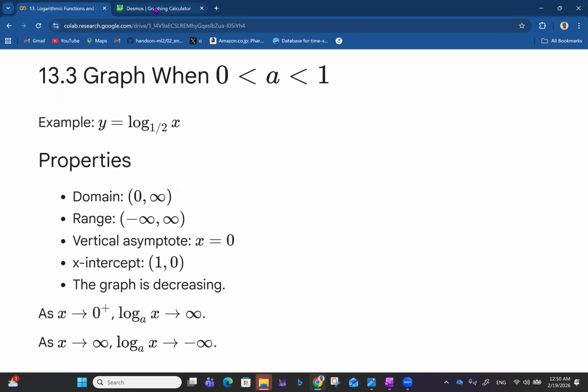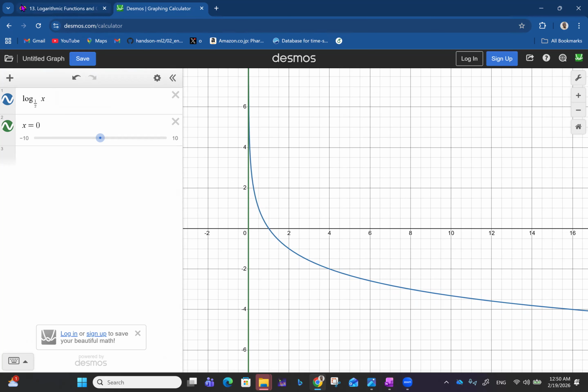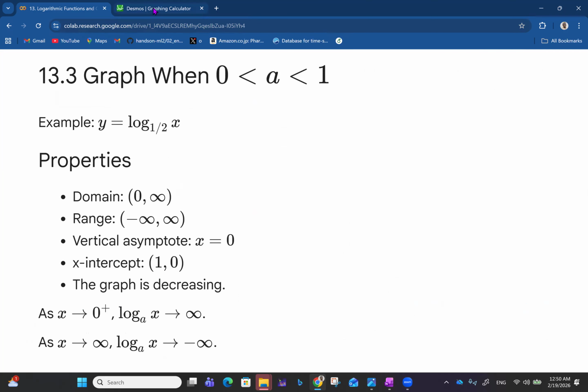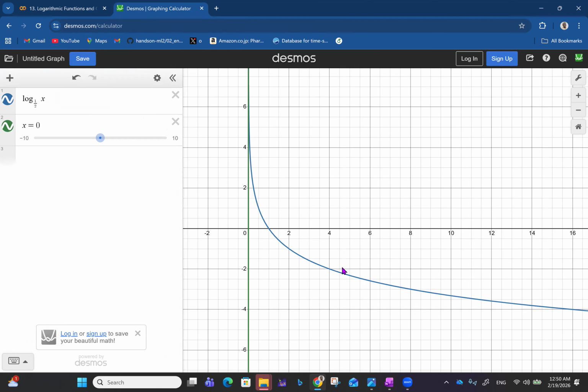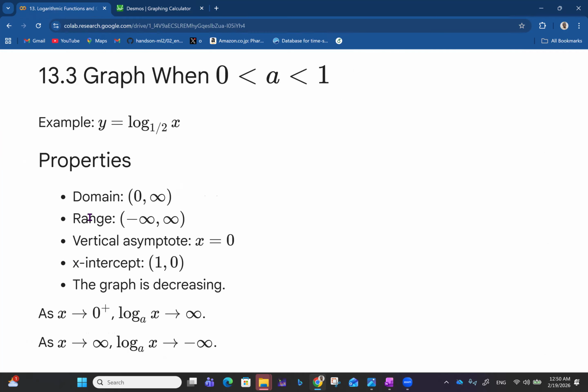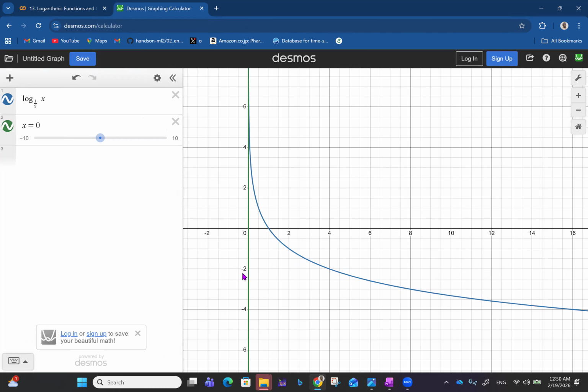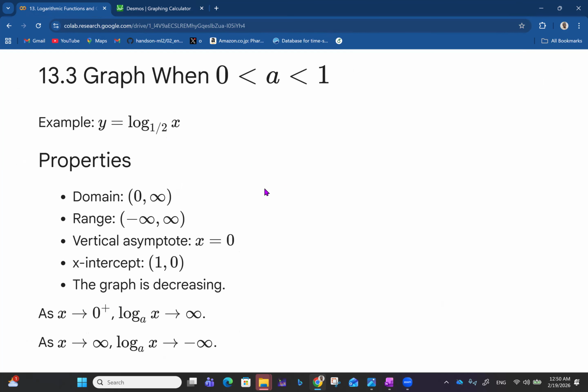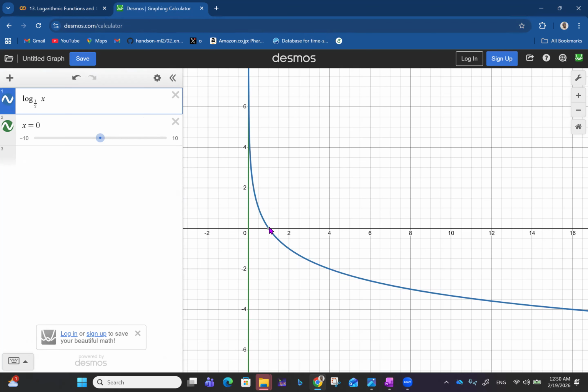So the domain again is still 0 to infinity, same thing. Then the range is still minus infinity to infinity, right? Because this one is going to the negative side and keeps going, and the other one is going to the positive side of y. So that's why the range is minus infinity to infinity. And the vertical asymptote is x equals 0 as usual. So you see this line. Because this one is moving towards it and never gets there, the intercept again is still (1, 0).